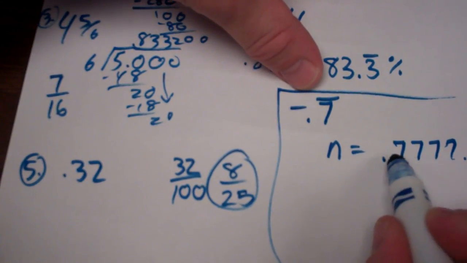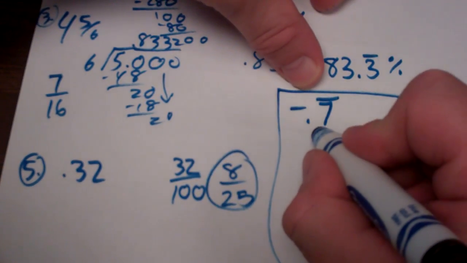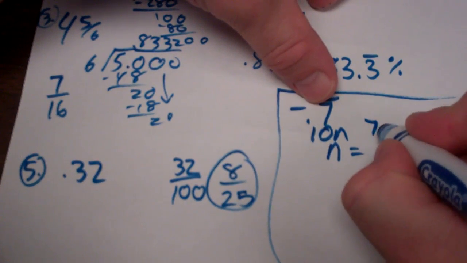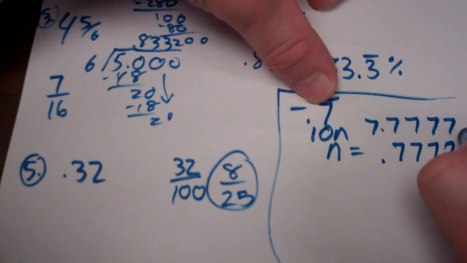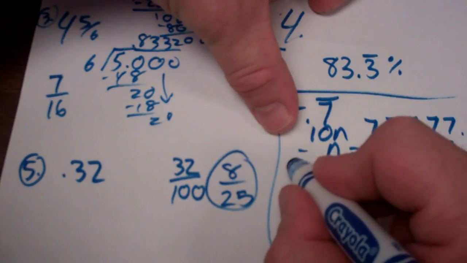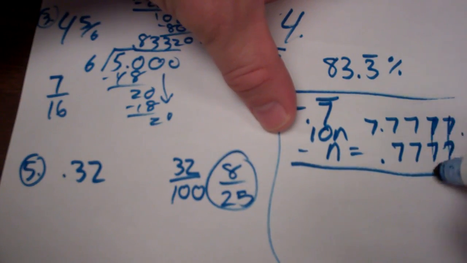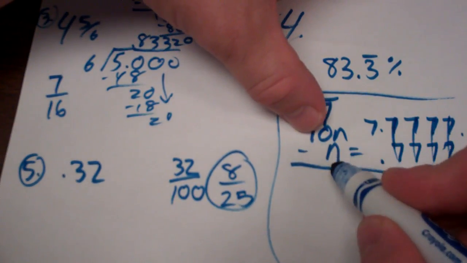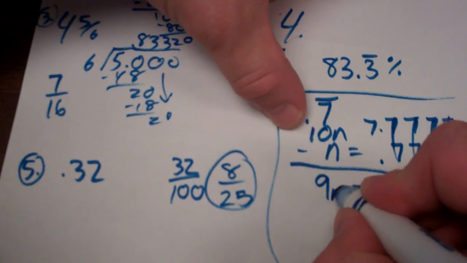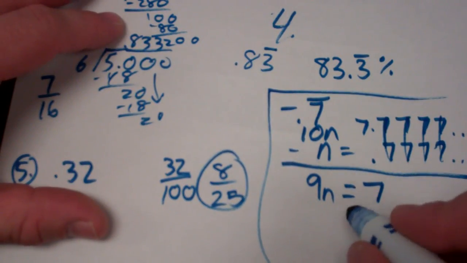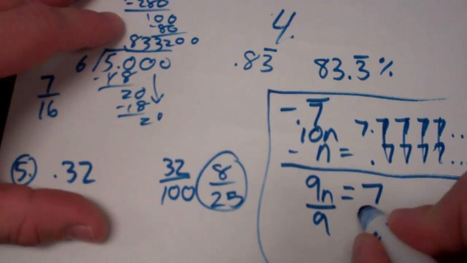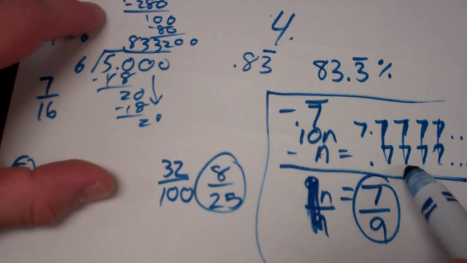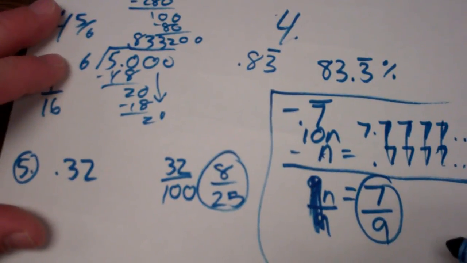And then I would like to be able to get rid of all these repeating, so if I multiply by 10, that would just be moving the decimal 1 place, so it would be 7.7777... And if I subtract these, all of these are going to cancel each other out, and I'll be left with just a 7 equals, and then 10n minus n is 9n. We're in a one-step equation. Divide by 9 to get rid of it, and guess what you have? You have what n was at the very beginning. n is 7/9, so we've changed it.